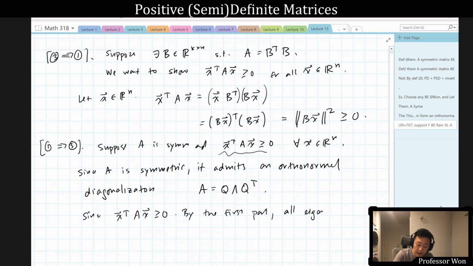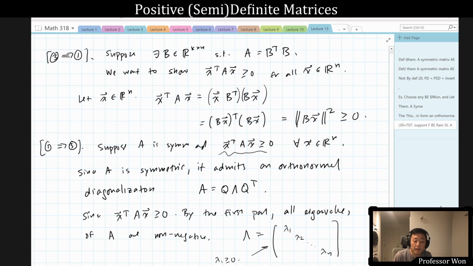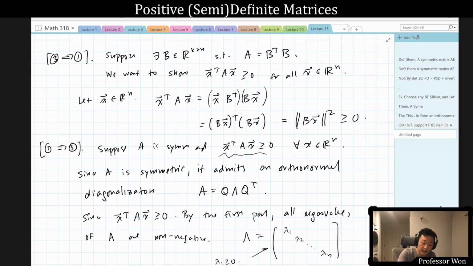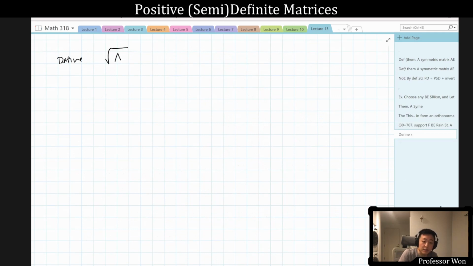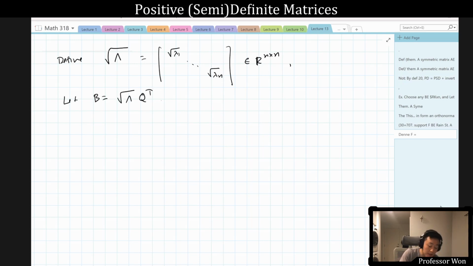all eigenvalues of A are non-negative. So lambda looks like this, and all of these lambda_i's are greater than or equal to 0. Which means since they're non-negative, I can take their square root and get some real number, right? So let's define, this is a new symbol. This symbol, in general, doesn't make any sense for matrices. I'm just defining it for this specific matrix, and I'm going to take the square root of each of the diagonal entries, and this is now still an R^(n by n) matrix because each of the lambda_i's was non-negative. Okay, and the trick is to just let B be the square root of lambda times Q transpose.